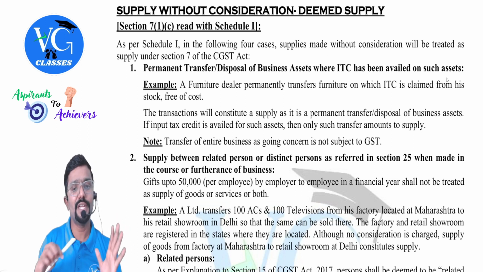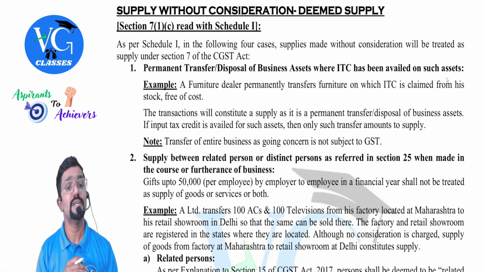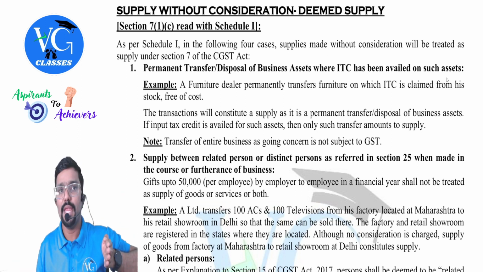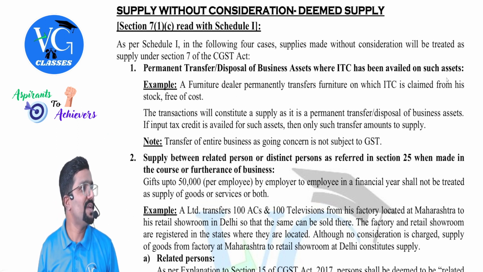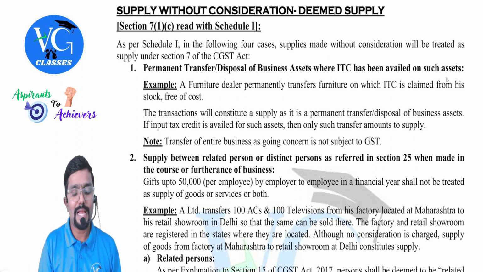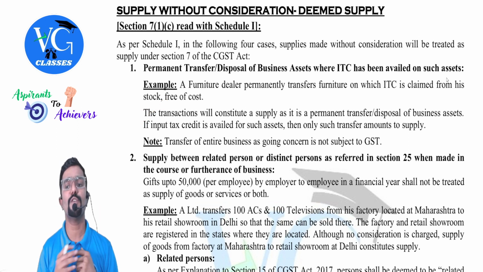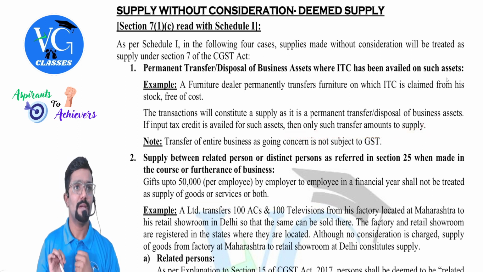Example: a furniture dealer permanently transfers furniture, on which ITC is claimed, from his stock free of cost. Means he has purchased a stock, he has claimed ITC, but now he is giving it freely. Sir, is it a supply? Yes. The transaction will constitute a supply as it is a permanent transfer or disposal of business assets. If the input tax credit is availed for such assets, then only such transfer amounts to supply.